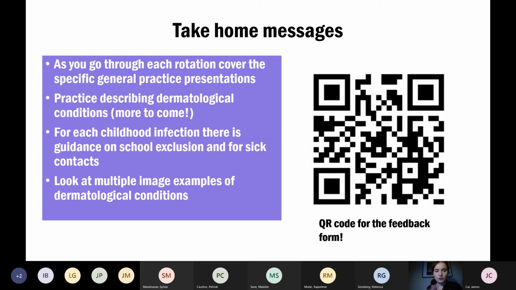I think it's always good, whatever your rotation, just go over what you might see in general practice, and we'll do a few more of these cases throughout the year as well, and just practice describing dermatological conditions. There'll be more to come. I think we'll do a few pictures of the week things as well. Just look at multiple images, and then you'll get really slick at recognizing rashes. And I know that with COVID and things, some of us didn't see many rashes on our dermatology placements. So it can be worth doing that in your own time to get familiar.